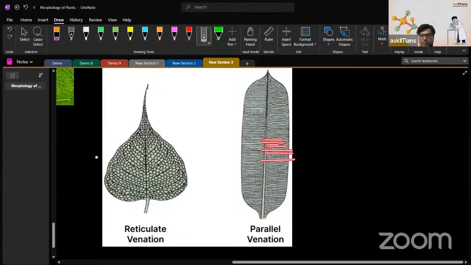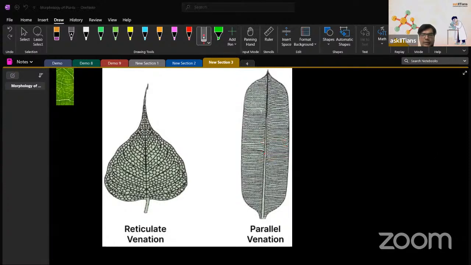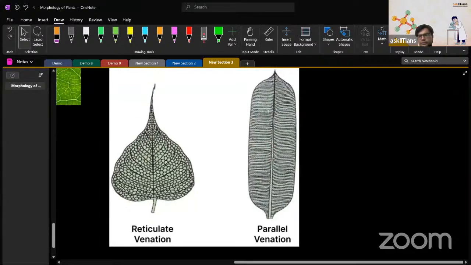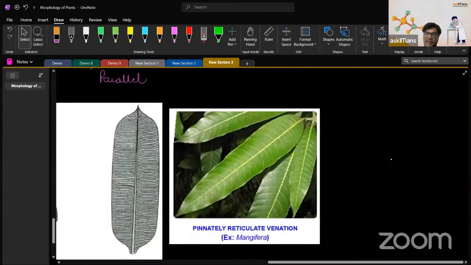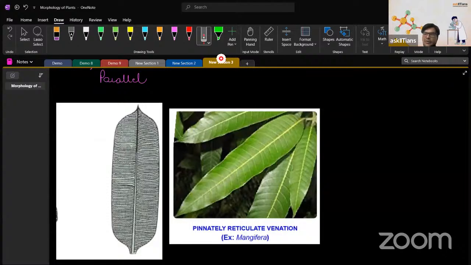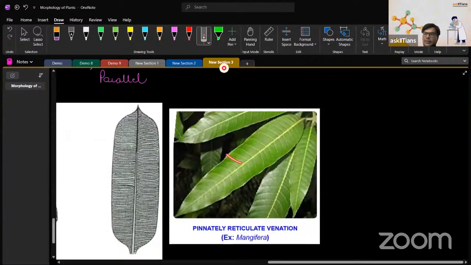Let me show you a picture of a parallel venation in a real picture, basically. Yeah, this one. We're going to use the mango plant leaf to understand this. So as you can see here, this is the leaf of a mango plant, and as you can see, the veins are present in a parallel manner. That's why we call this type of venation a parallel venation, right?